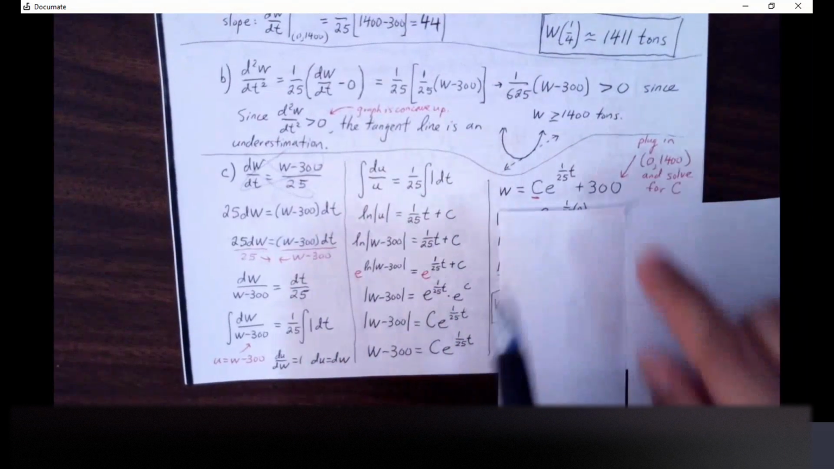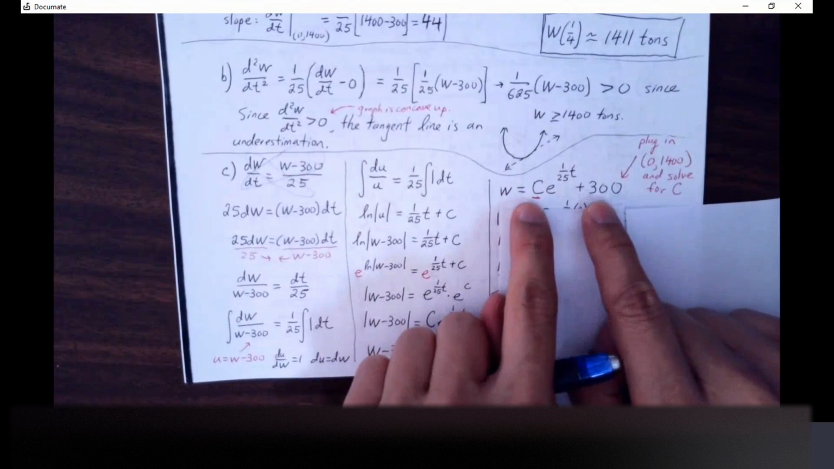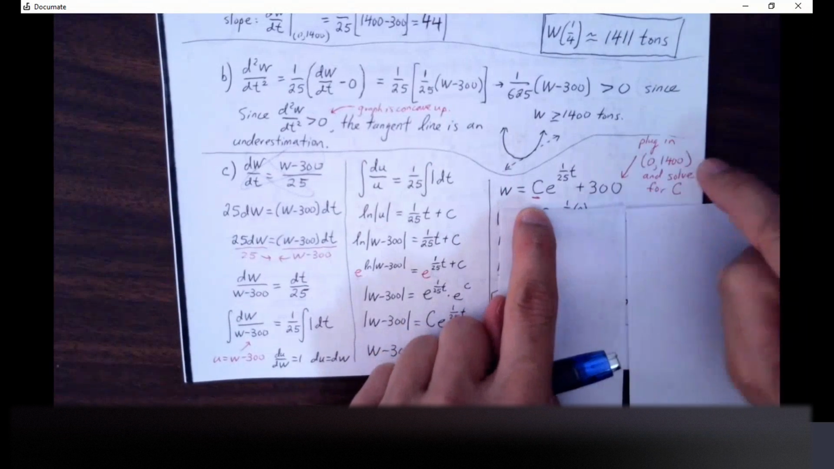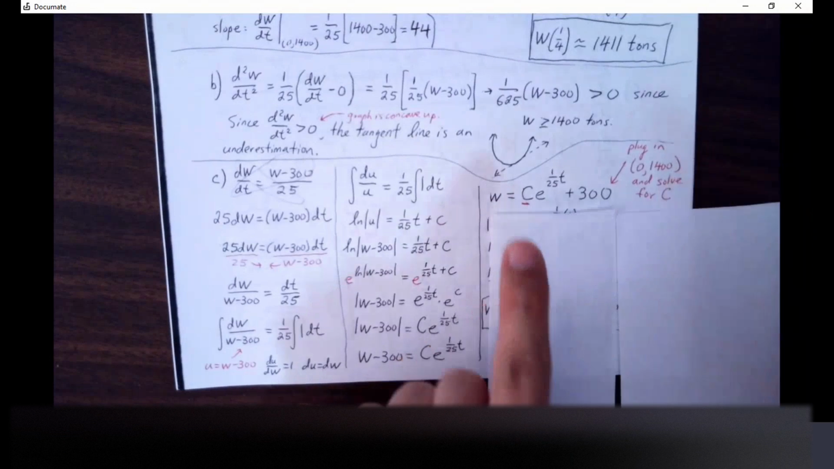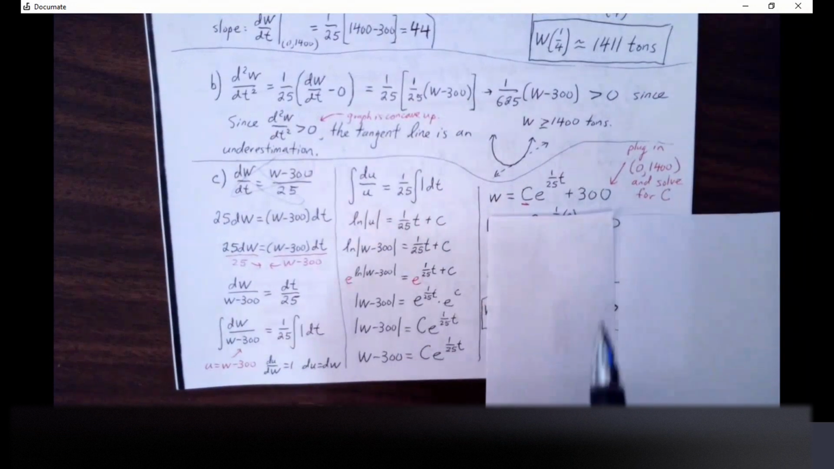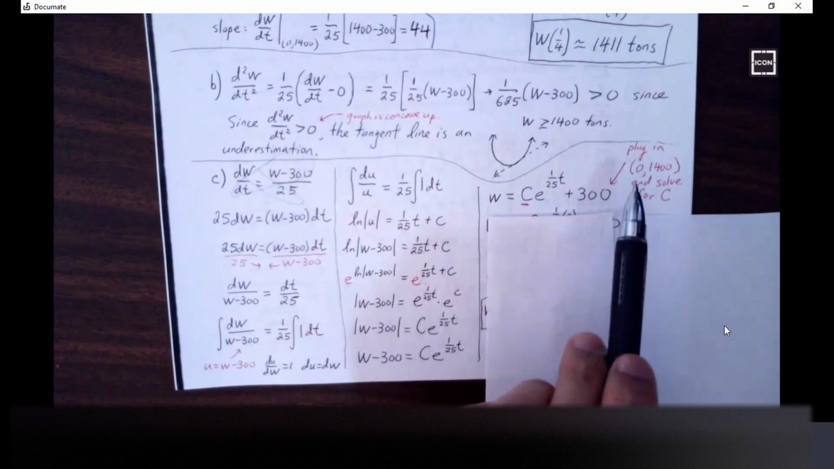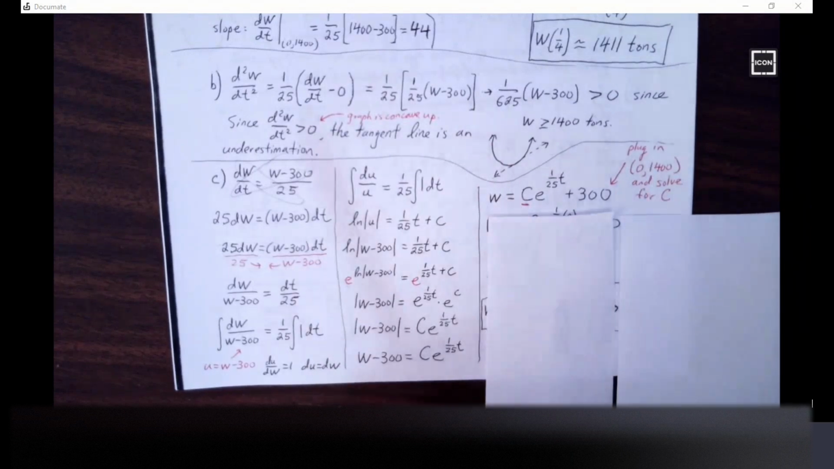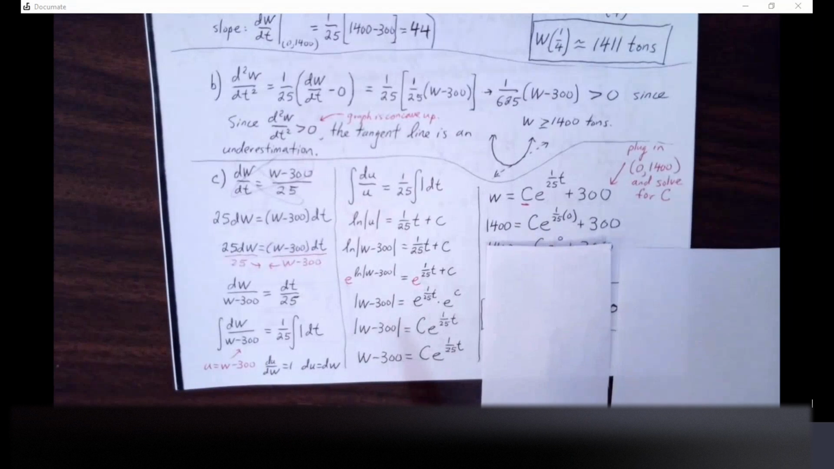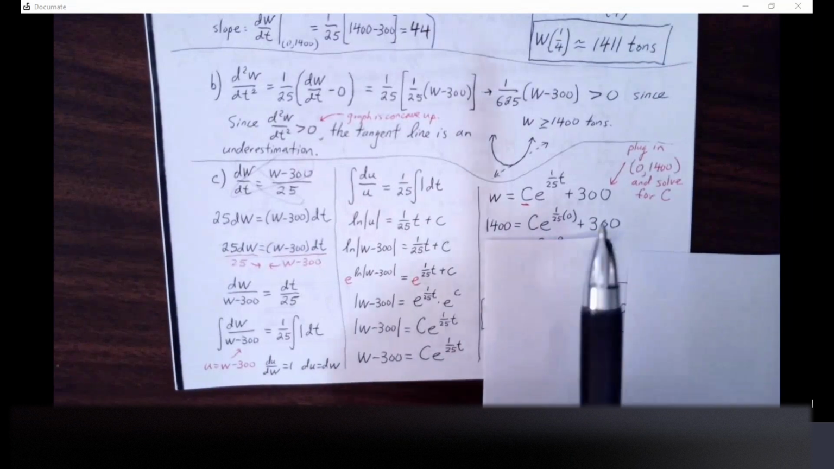And when I move that 300 over, now I have a pretty clean general equation. And now I'll have an easier time finding the c value. There's less messiness to deal with now. So I'll plug in 0 for t and 1400 for w, and that will allow me to solve for c. So 1400 goes in for w, 0 goes in for t.